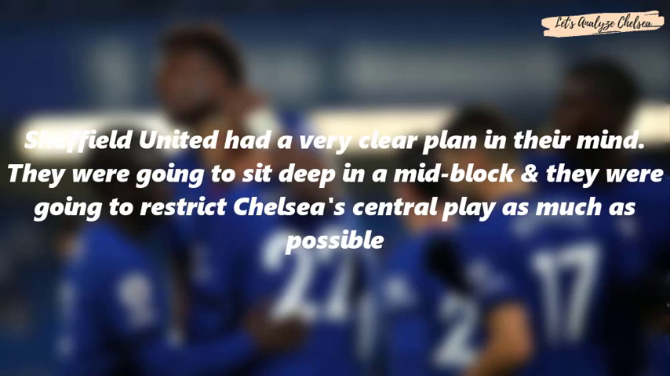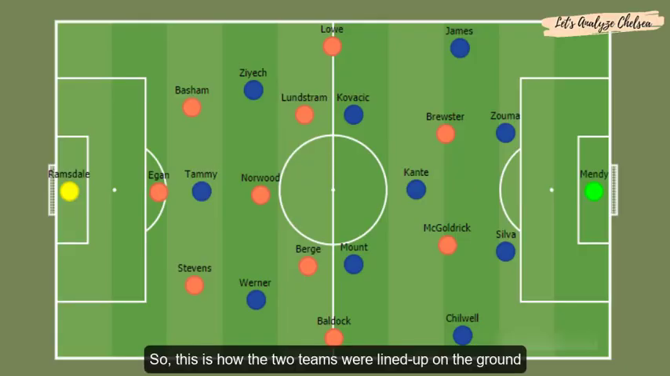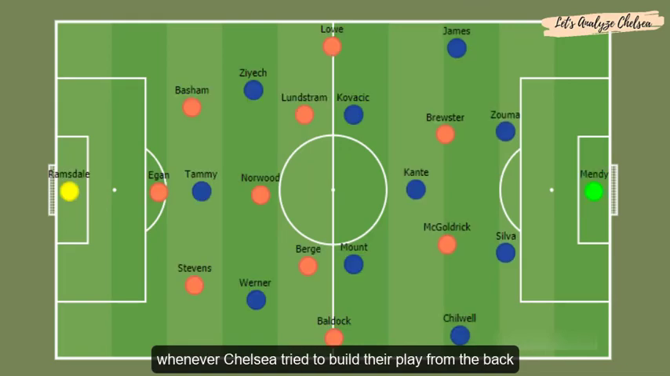Sheffield United had a very clear plan in their mind. They were going to sit deep in a mid-block and they were going to restrict Chelsea's central play as much as possible. So this is how the two teams were lined up on the ground whenever Chelsea tried to build their play from the back.